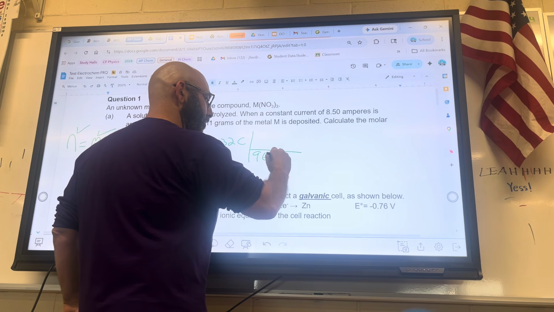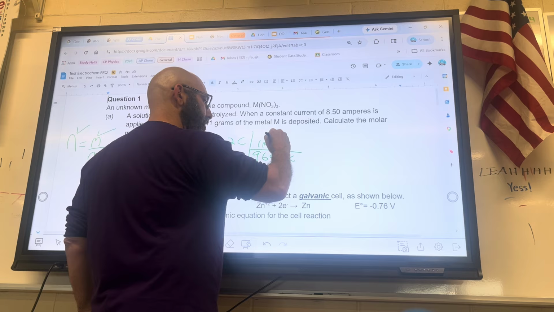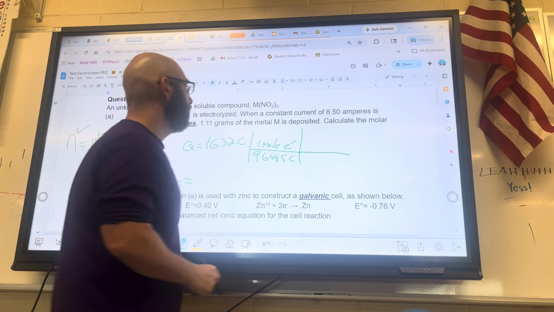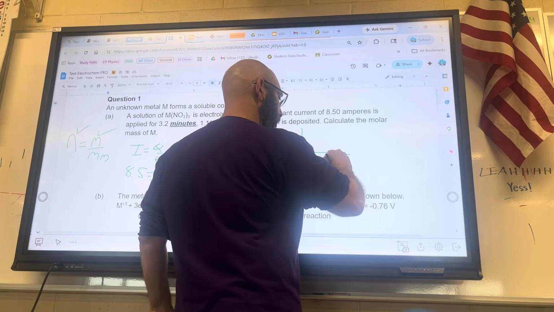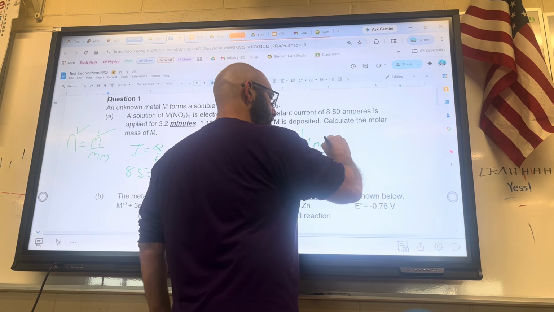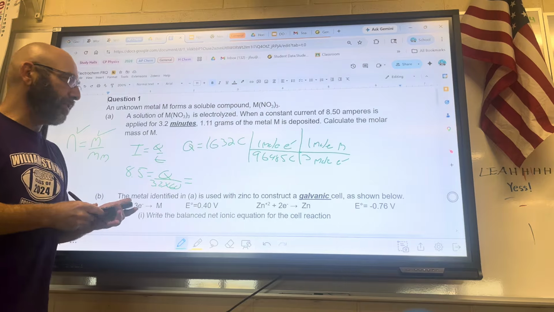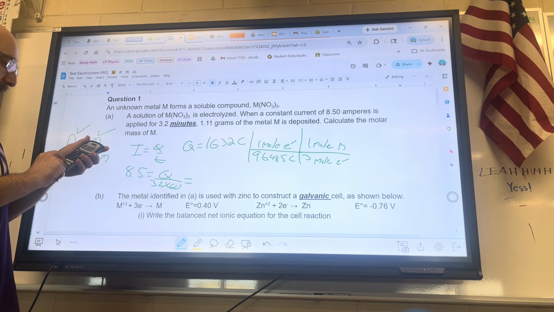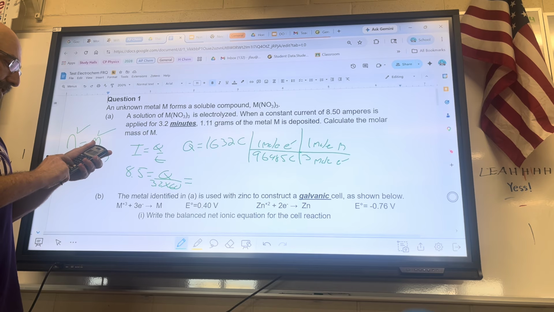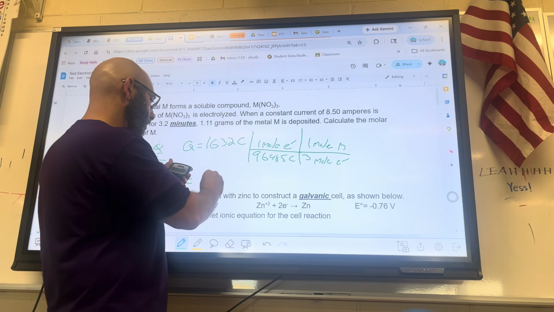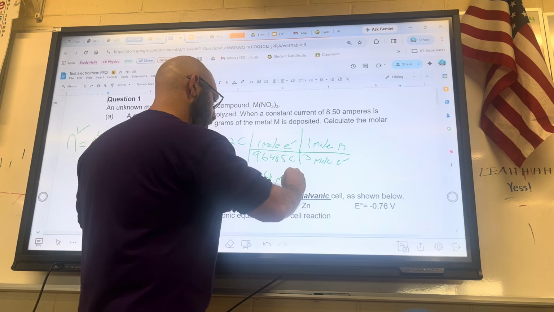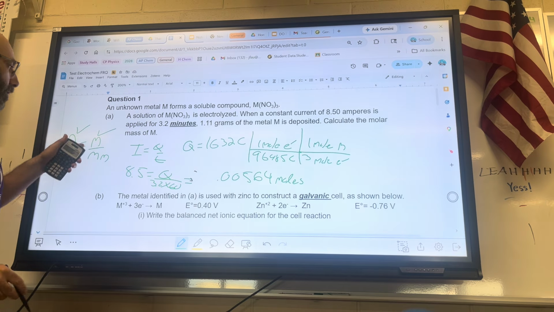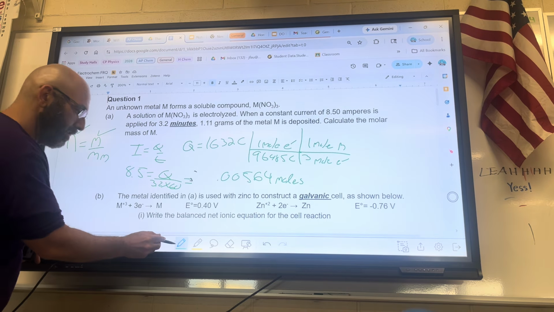There are 96,485 coulombs in a mole of electrons. This compound has a charge of +3. It's going to take 3 moles of electrons to get you 1 mole of the metal M. So if we solve this, 1632 divided by 96,485 divided by 3, we end up with 0.00564 moles.